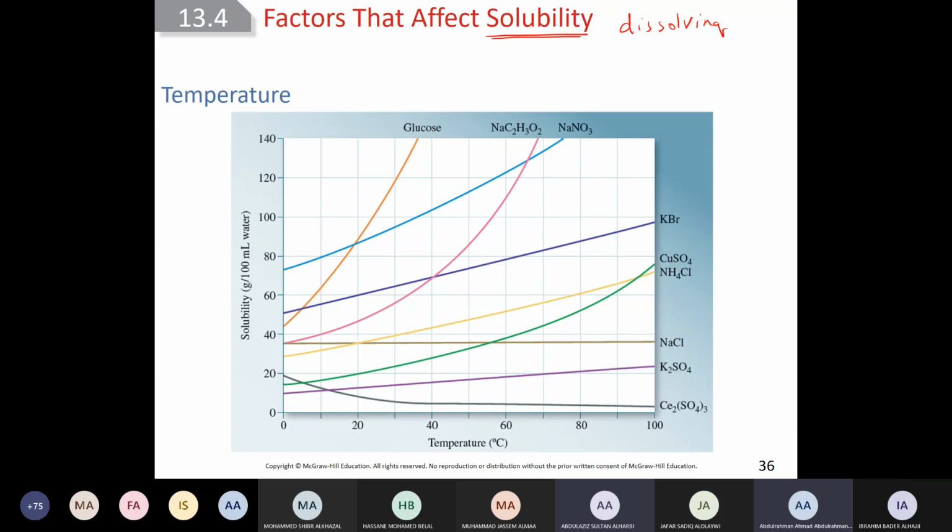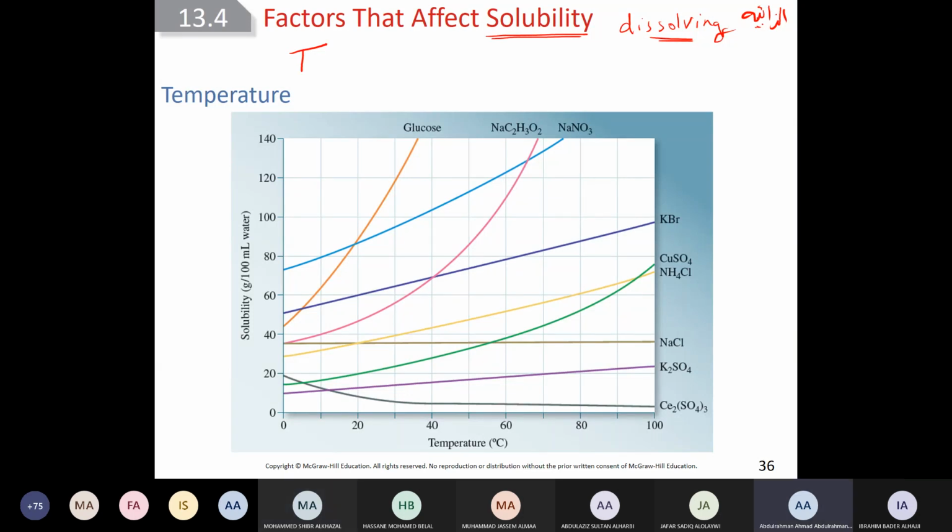Dissolving. Solubility means dissolving, and the best word in Arabic is الذائبية. Agree. What's the effect of temperature? We know that when you dissolve sugar in water, the more you increase the temperature, what will happen to the sugar? You will dissolve more and more, right?